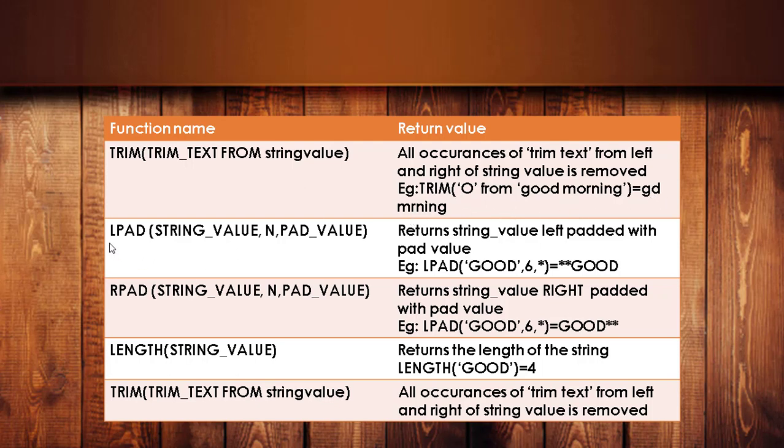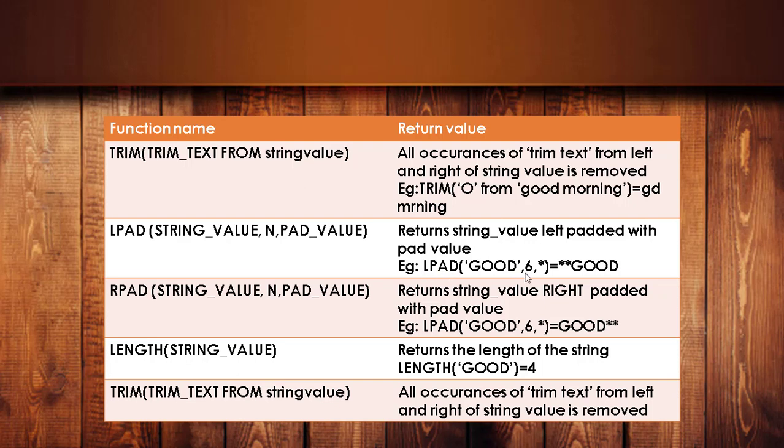The next string character functions, or text functions, are lpad, string value, n, pad value. Three parameters are there in case of lpad. Lpad is the left side. The value will be padded to the string value. Let us see the example.